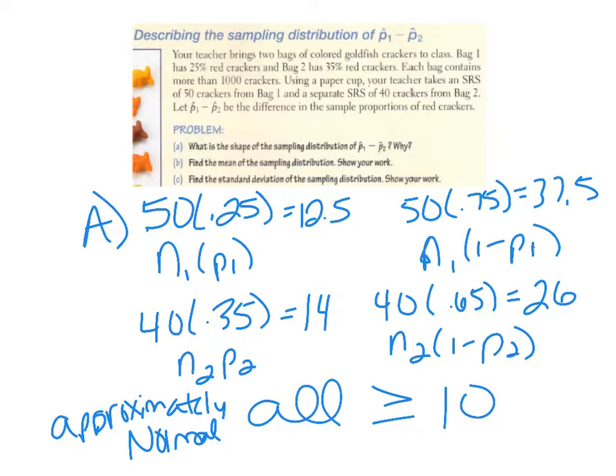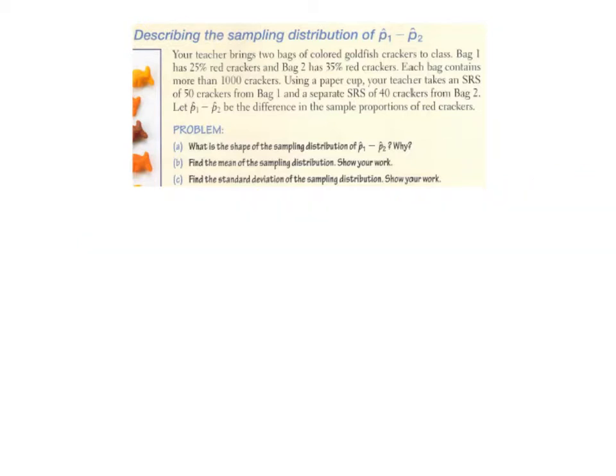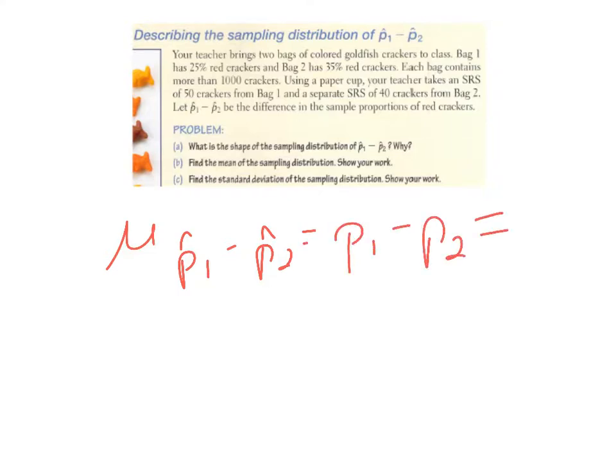Okay, and so for part B, it wants me to find the mean of the sampling distribution. So the mean of P hat 1 minus P hat 2 is equal to my first parameter minus my second parameter, which in this case is 0.25 minus 0.35, which is negative 0.10.